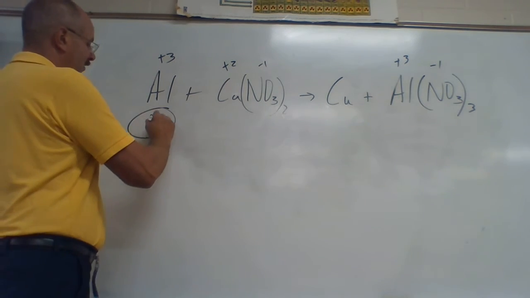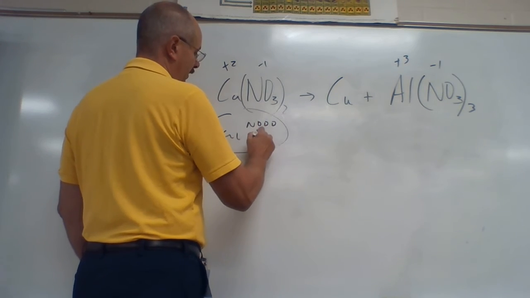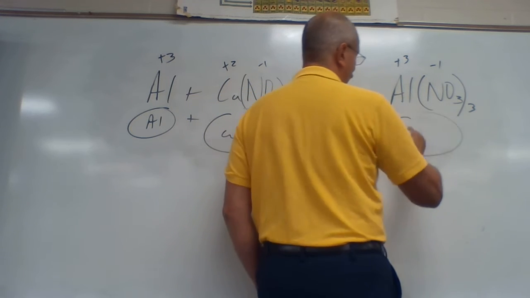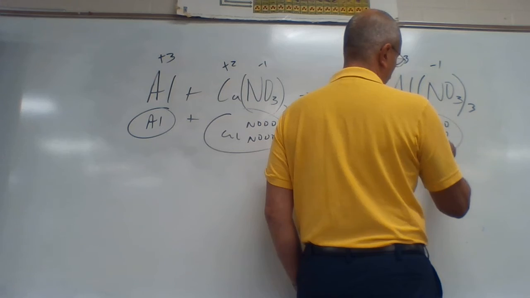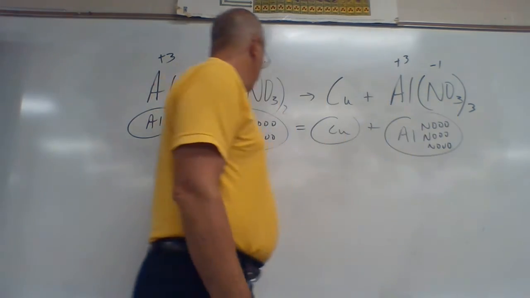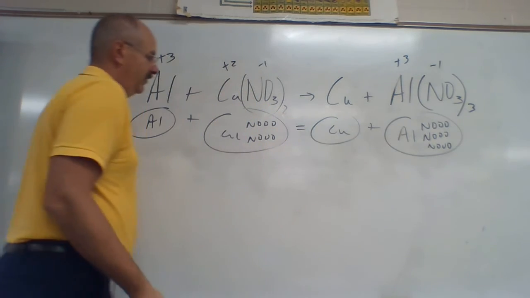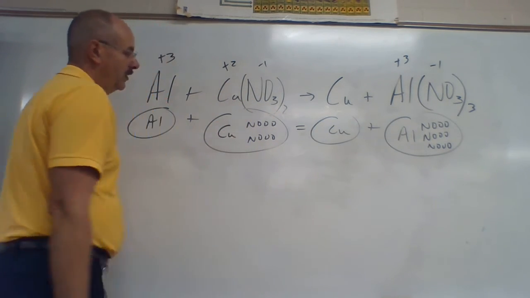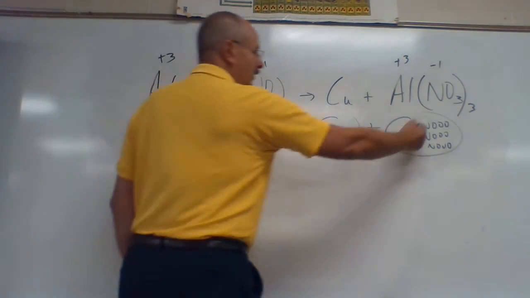So I've got an Al plus a Cu, an N, and 3 O's, 2 times, equals a Cu plus an Al, an N, and 3 O's, 3 times. All right, so I have 1 Al and 1 Al. That's even. Cu's, 1 Cu and a Cu. Then I go to my N's. 1, 2, 1, 2, 3.